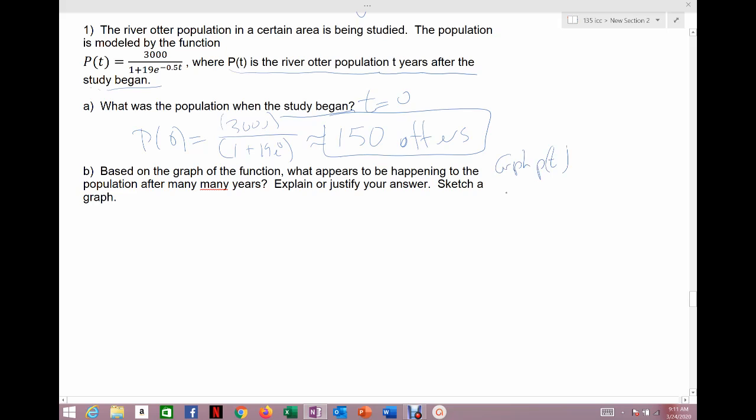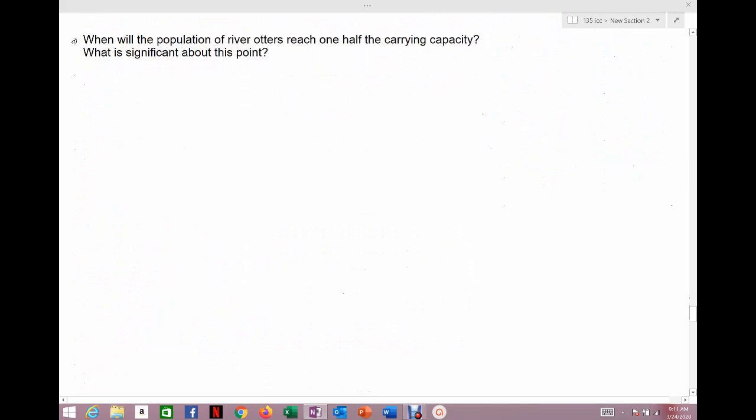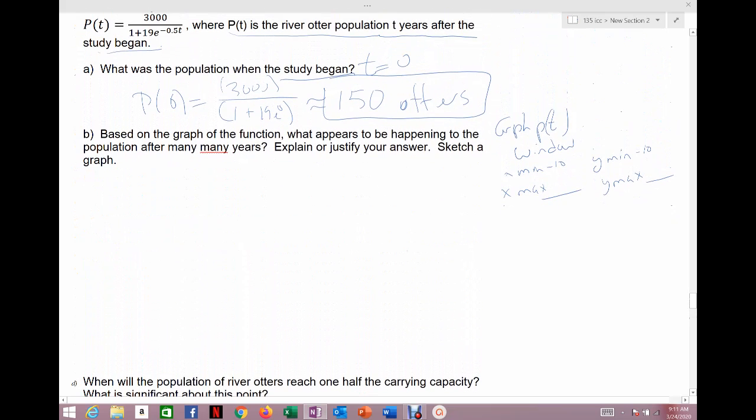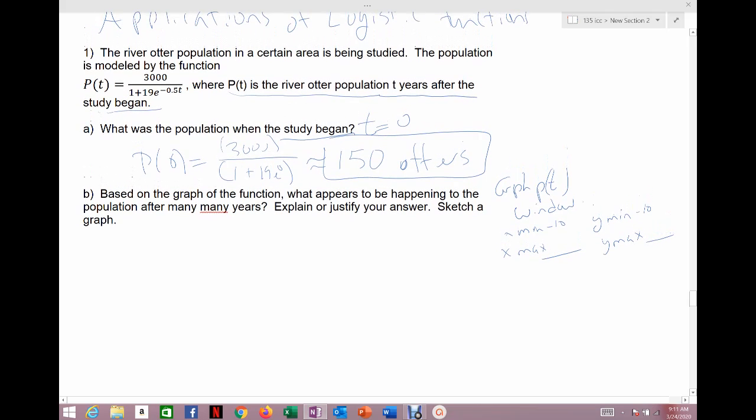I'm going to change my window before I get started, because a standard window won't work. I'll probably leave my minimums at negative 10 in both the x and the y direction, just so I can see my axes. What I am going to change is the maximum, both x and y. I'm going to look at the problem and see if it gave me any numbers, and it doesn't really give me any. So I'll probably do my x maximum maybe 30.